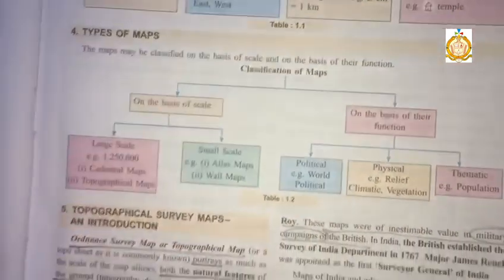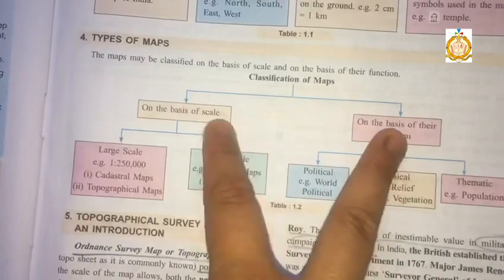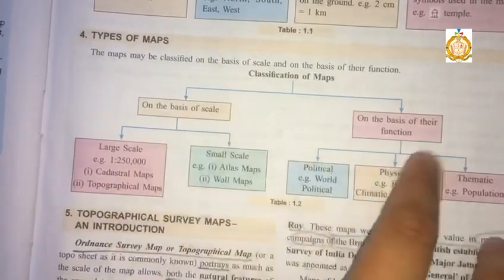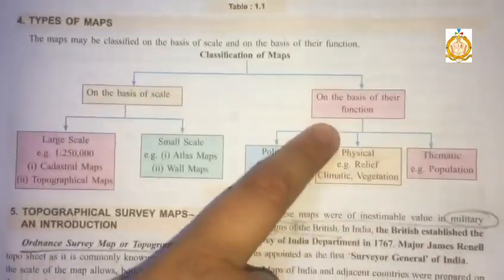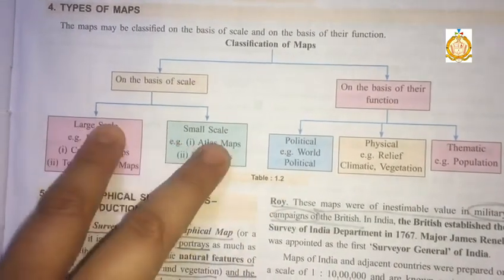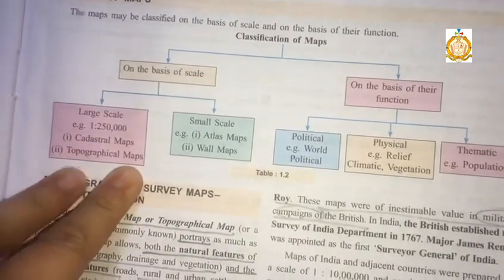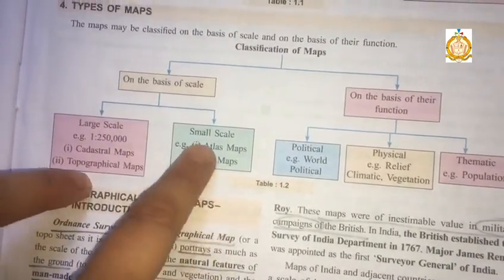Next are the types of maps. There are 2 types of classification of maps. First is on the basis of scale and second is on the basis of their function. On the basis of scale, there are 2 types of maps: large scale maps and small scale maps. Large scale maps are the topographical maps and small scale maps are the wall maps or atlas maps.